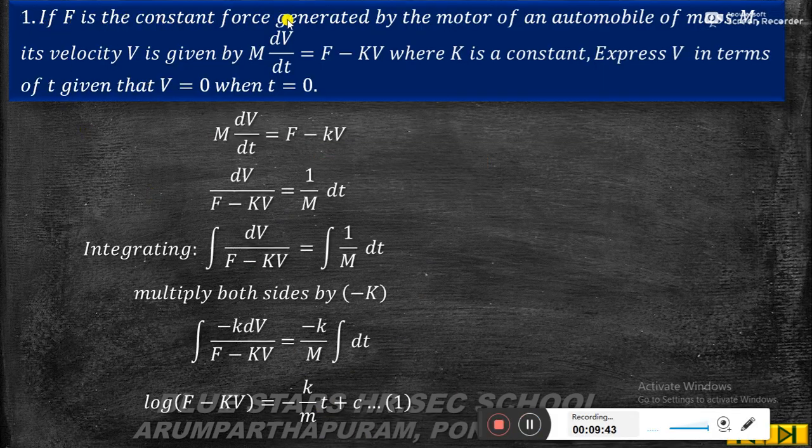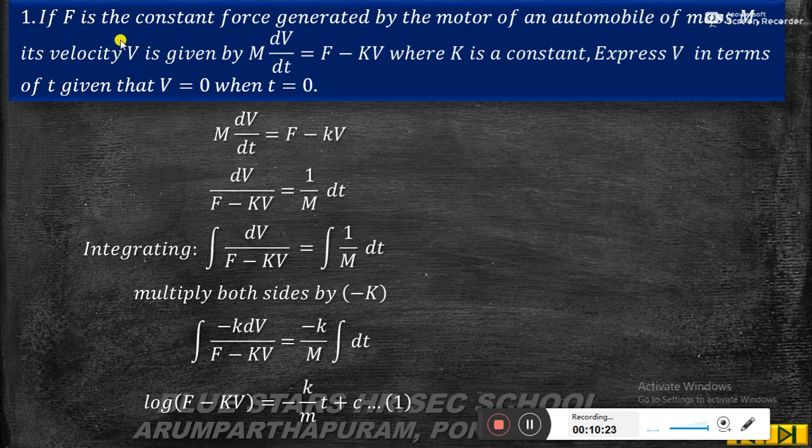If F is the constant force generated by the motor of an automobile of mass m, its velocity v is given by m dv/dt = F - kv, where k is a constant. Express v in terms of t, given that v = 0 when t = 0. You see here, F is the constant force generated by the motor of an automobile of mass m. So its velocity v is given by m dv/dt = F - kv, where k is a constant. Express v in terms of t given that v = 0 and t = 0.